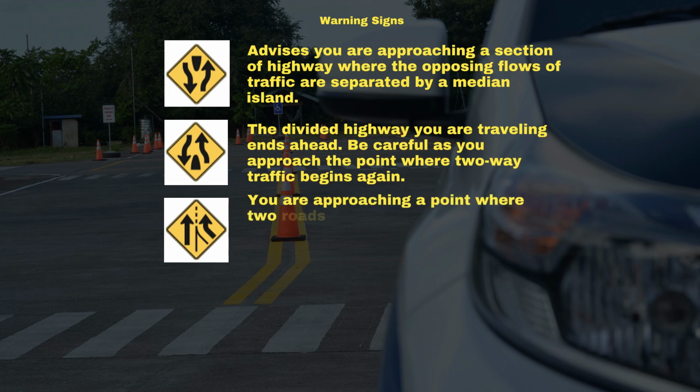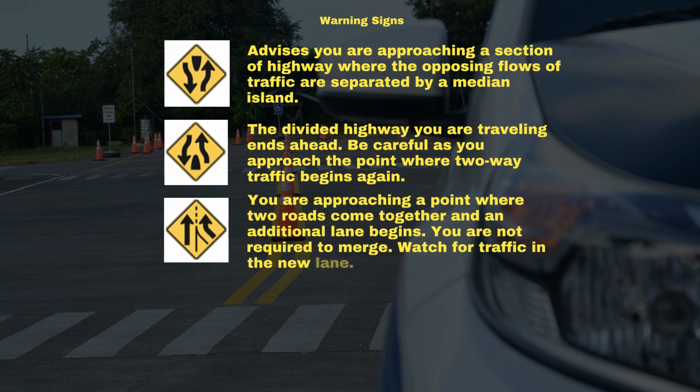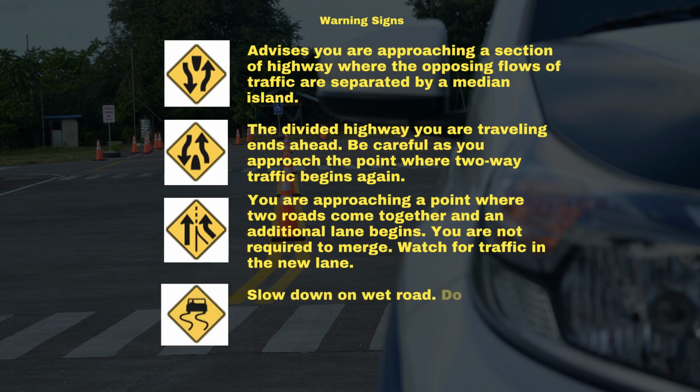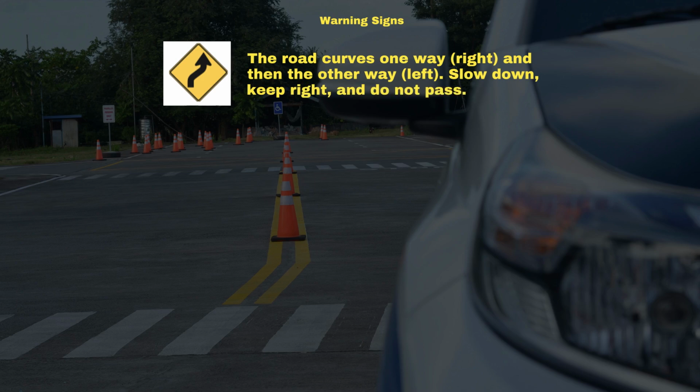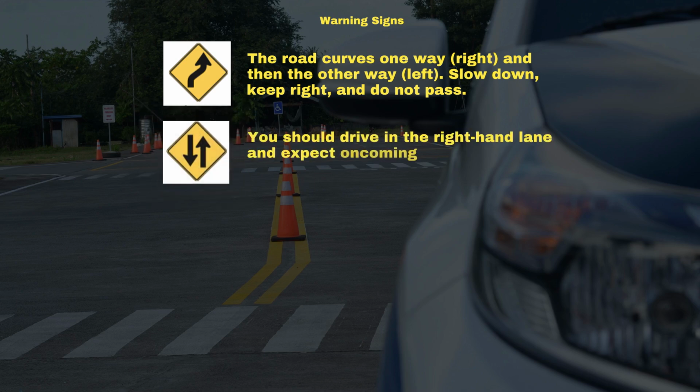You are approaching a point where two roads come together and an additional lane begins. You are not required to merge. Watch for traffic in the new lane. Slow down on wet road. Do not suddenly turn, speed up, or stop. The road curves one way, right, and then the other way, left. Slow down, keep right, and do not pass. You should drive in the right-hand lane and expect oncoming traffic in the left-hand lane.